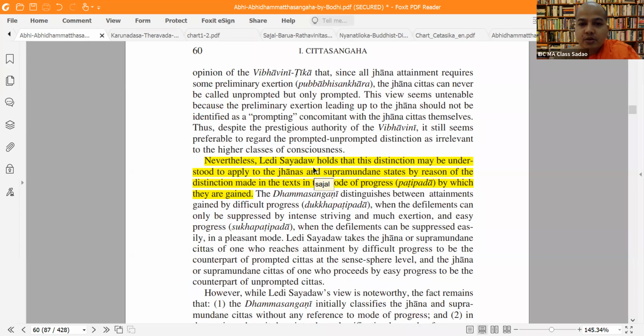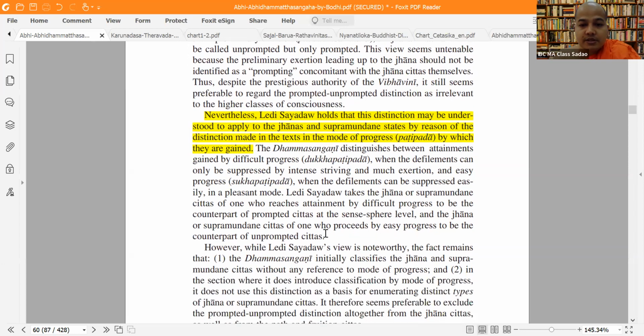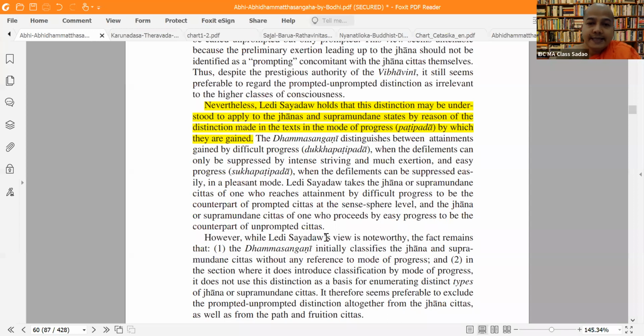Thus, despite the prestigious authority of the Vibhavani, it still seems preferable to regard the prompted unprompted distinction as irrelevant to the higher classes of consciousness. Now, the famous Abhidhamma teacher and practitioner, Ledi Sayadaw, provides further exposition with regard to this. He holds that this distinction may be understood to apply to the jhanas and supramundane states by reason of the distinction made in the text in the mode of progress, Patipada, by which they are gained. So you progress from one jhana to another jhana. In that context, he said, this prompting and unprompting distinction should be understood.